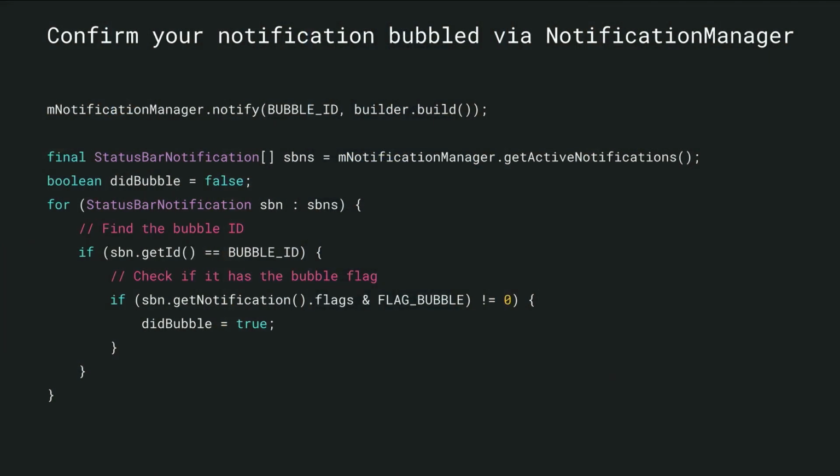OK, so just to confirm, did that thing I sent, did it bubble? You can query Notification Manager. Whenever something is bubbled, or when it's an active notification, it'll appear in getActiveNotifications. Then you just can check the flags of it. This code gives a little bit of a sense of it. Find the notification that was supposed to bubble. Check if the flag for FLAG_BUBBLE is enabled. Then you'll know.